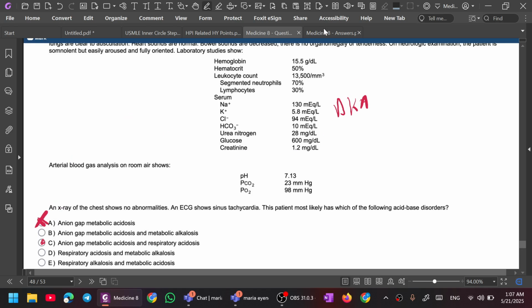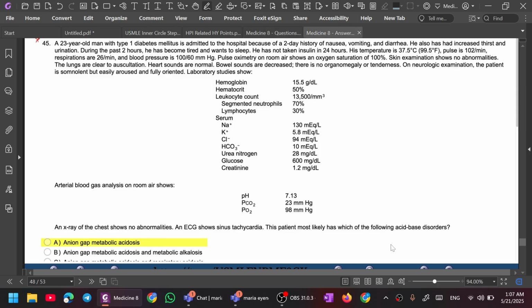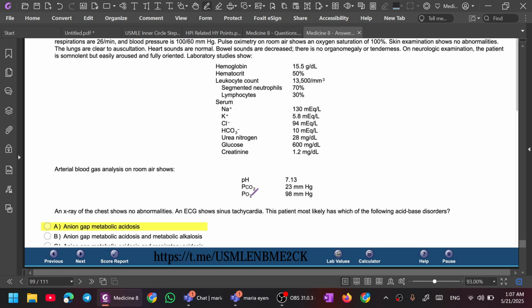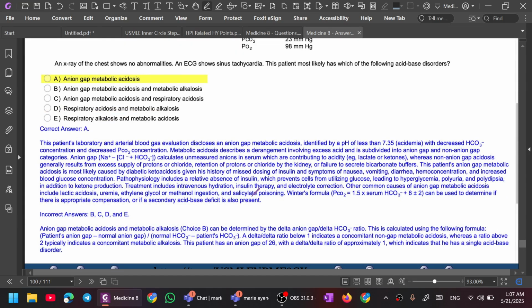Okay, let's see. This patient's lab and arterial blood gas evaluation discloses an anion gap metabolic acidosis identified by pH less than 7.35, which is acidemia, with decreased bicarbonate concentration and decreased PCO2. Metabolic acidosis describes a derangement involving excess acid and is subdivided into anion gap and non-anion gap categories. Anion gap, sodium minus chloride plus bicarb, calculates unmeasured anions in serum which contribute to acidity, such as lactate and ketones.